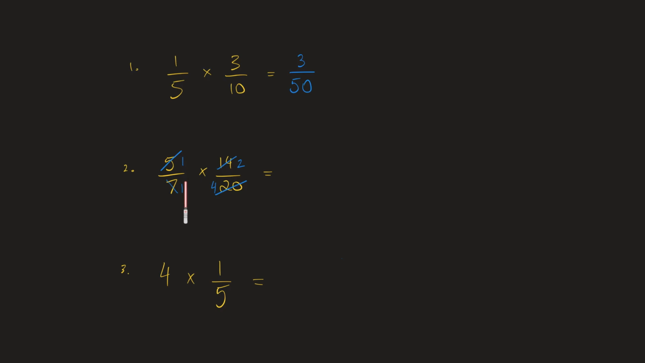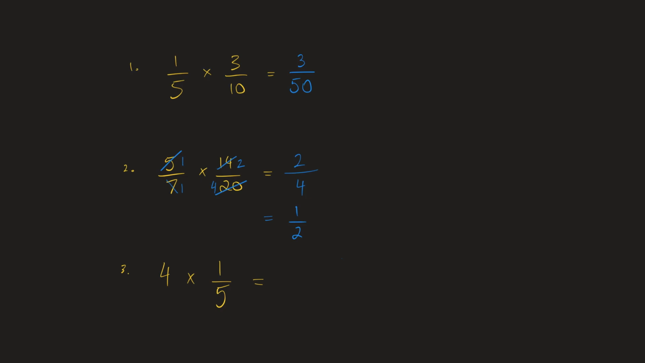So now I'm looking at 1 over 1 multiplied by 2 over 4. So 1 multiplied by 2 is 2. And 1 multiplied by 4 is 4. And I can simplify once again, okay? 2 over 4 is the same as 1 over 2.